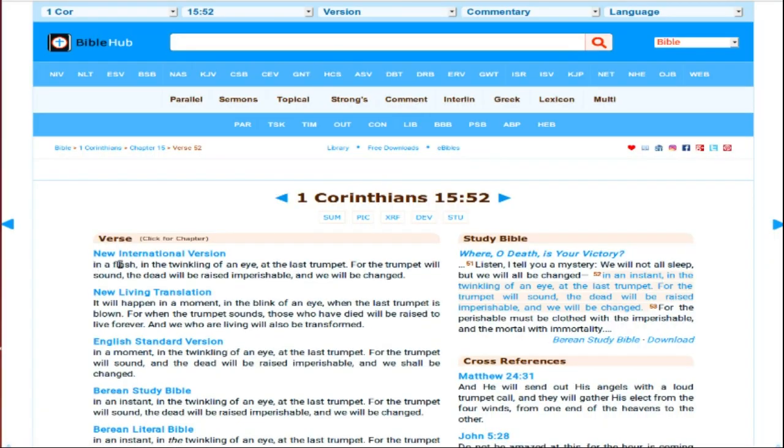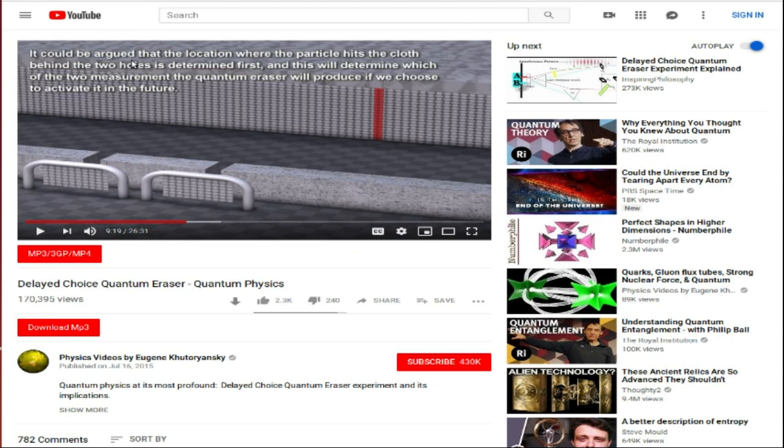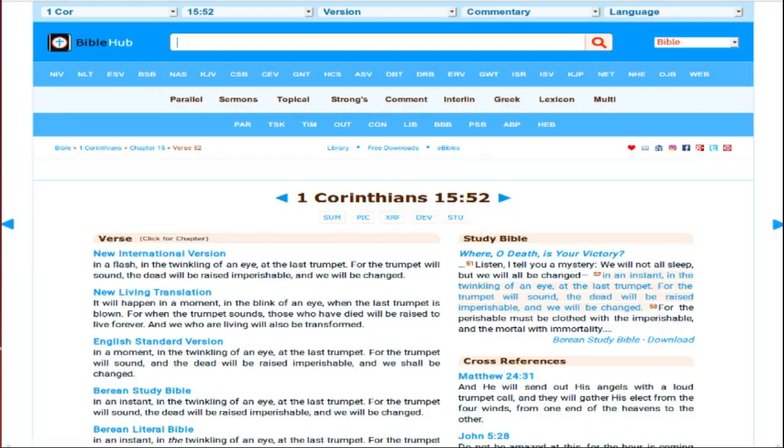And I thought it was interesting that it says in a flash, in the twinkling of an eye. The twinkling of an eye is actually what they describe as the observation of data, and I started associating it that way. And once you observe the data of the pathway of what gate it came through in the two-slit experiment, in the quantum sense, it turns into a particle. So that's where I thought this scripture was interesting, because then it says the dead will be raised imperishable, and we will be changed. So they're describing change here.